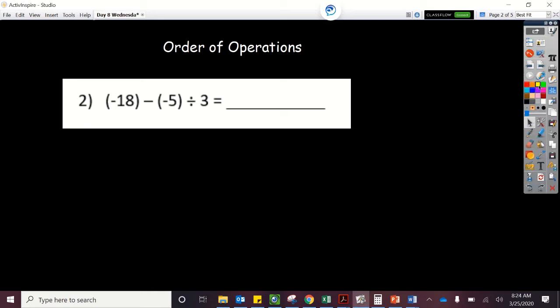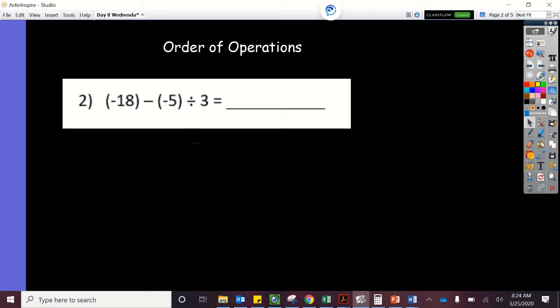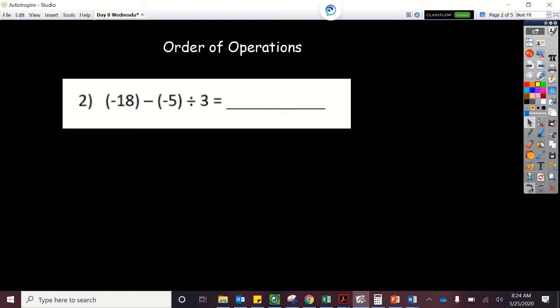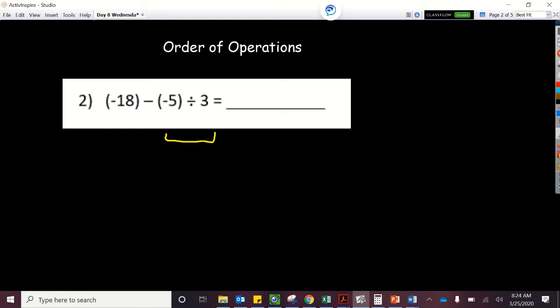So to start out, the first thing I would do here, this is the same as negative 18 minus negative 5 divided by 3. So the first thing I want to do here is my division step. First thing I want to do is my division step. So I'm going to do negative 5 divided by 3. Now this is where it doesn't work out very nicely.